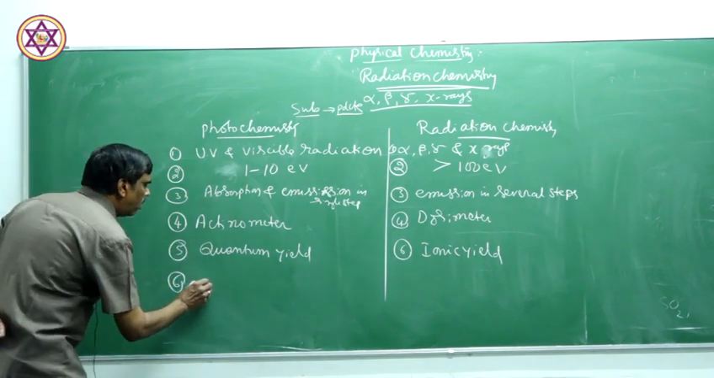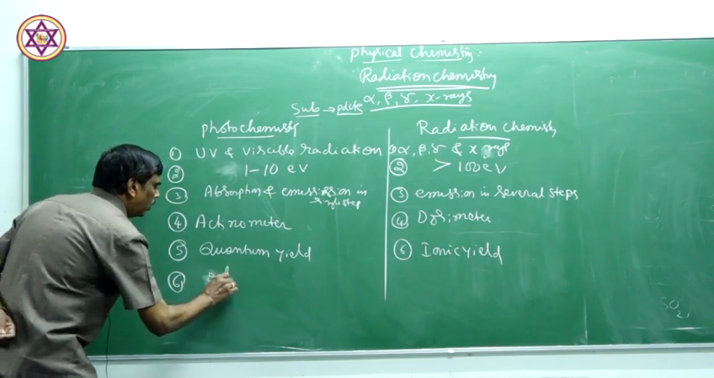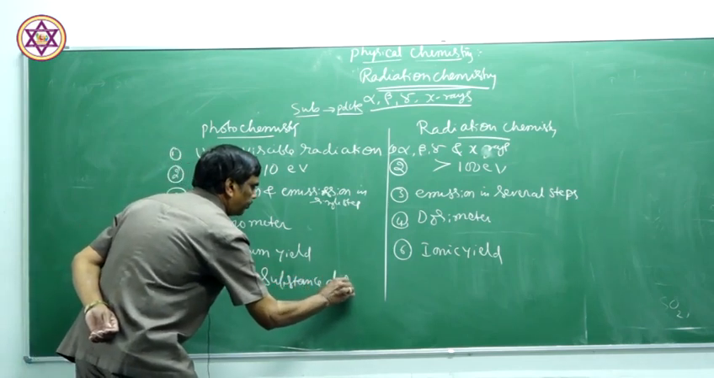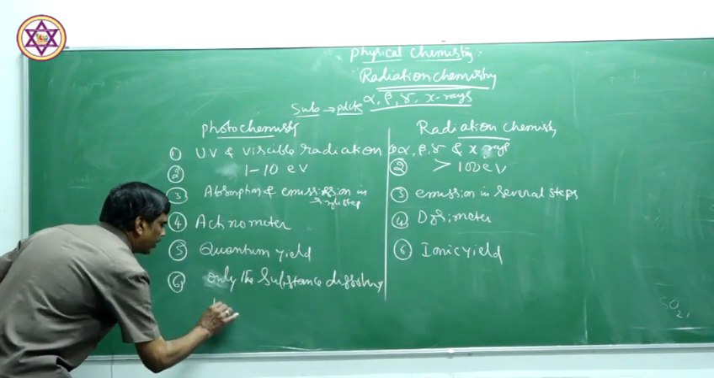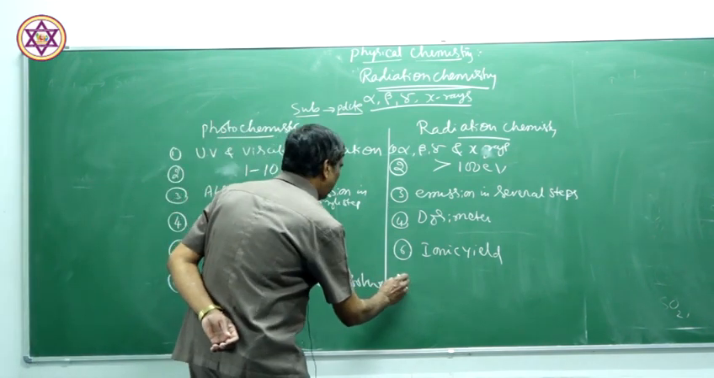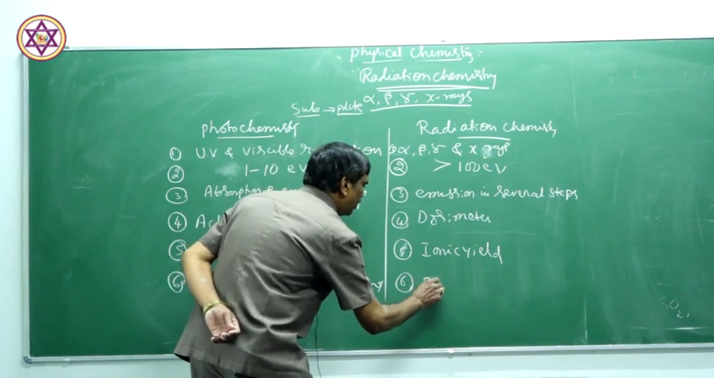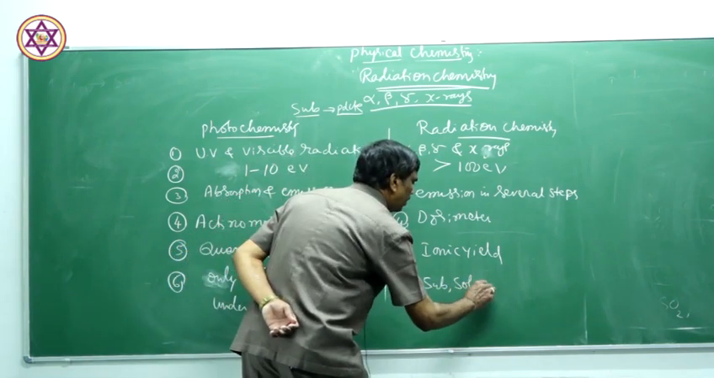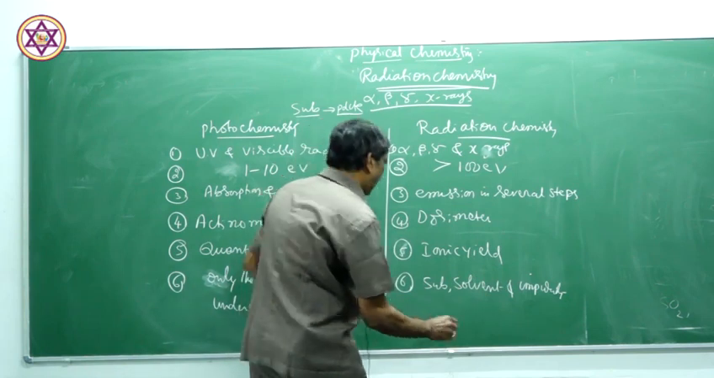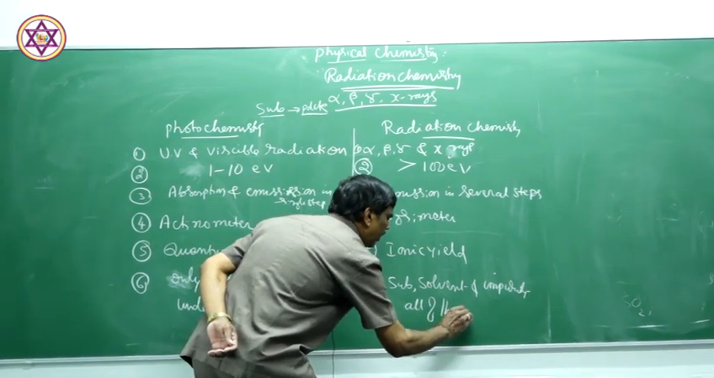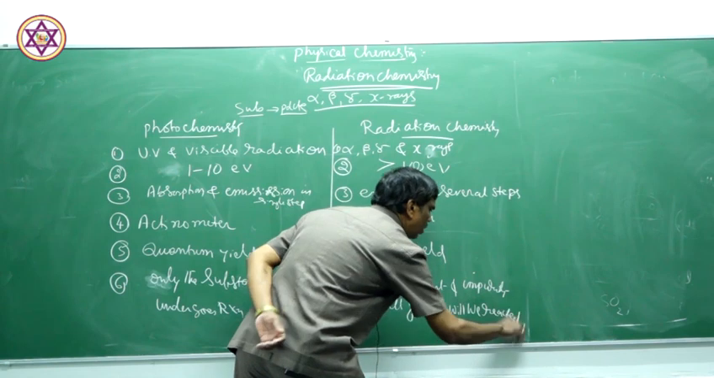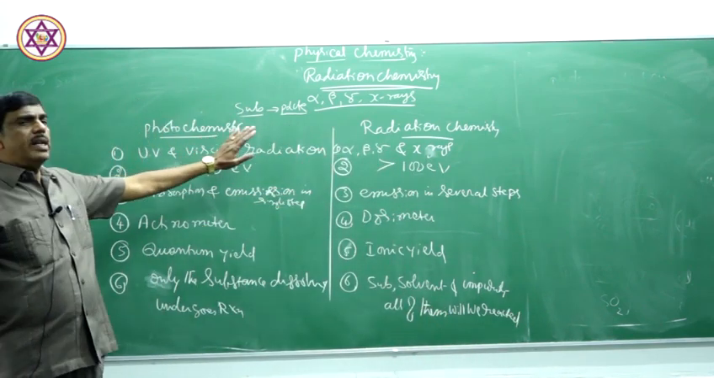And in photochemistry, only the dissolved substance undergoes reaction, whereas in radiation chemistry, the substance, solvent and impurity, all of them will react. So, these are some of the differences between photochemistry and radiation chemistry.